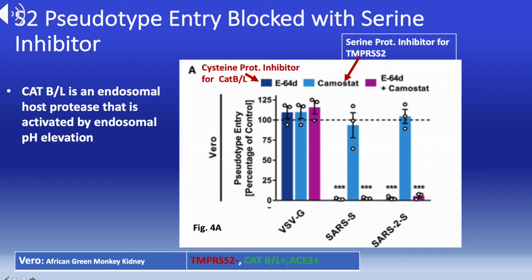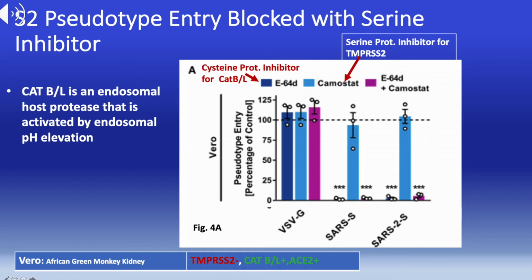VSV was used in this study, and VSV was pseudotyped to express SARS-1 S protein or SARS-2 S protein. Vero cells were also used in this study, and these Vero cells do not express the serine protease, but only express the cysteine protease CATBL, as well as ACE2 receptor. E64D is a cysteine protease inhibitor, which works against CATBL.